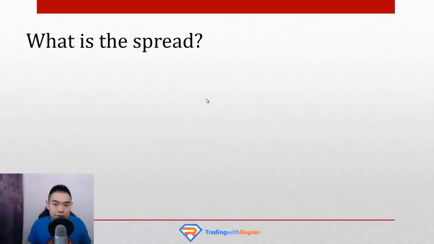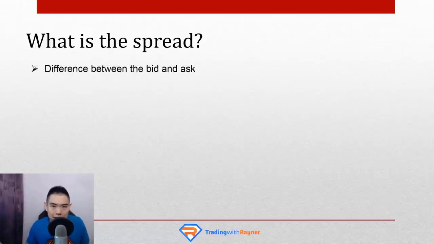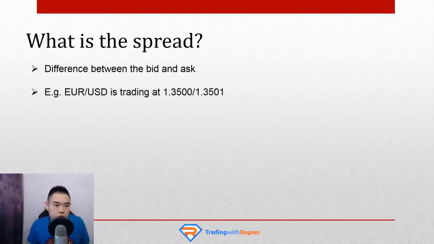What is the spread? Well, the spread, very simply, is the difference between the bid and the ask. Let's say, for example, Euro USD is trading at 135.00. This is the bid. And the ask is trading at 135.01. This is the ask.